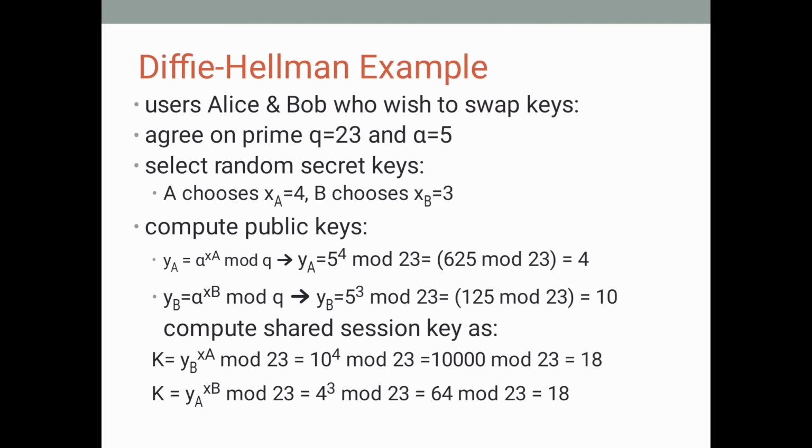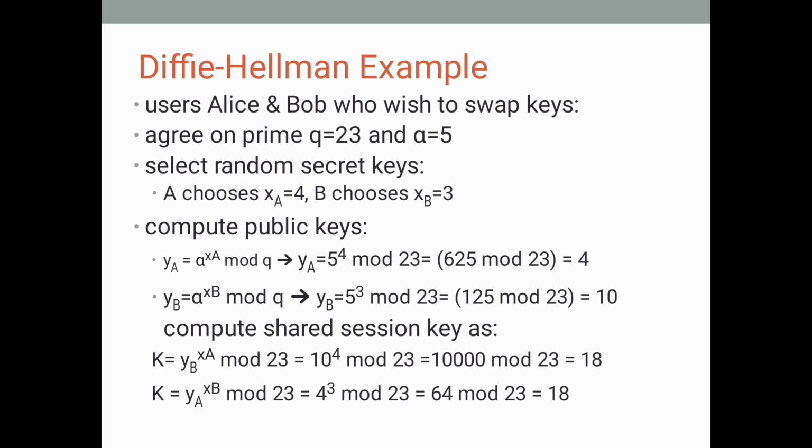Here we can see an example. Users Alice and Bob wish to exchange keys. So they agree on a prime number Q, which is equal to 23, and alpha, which is equal to 5.